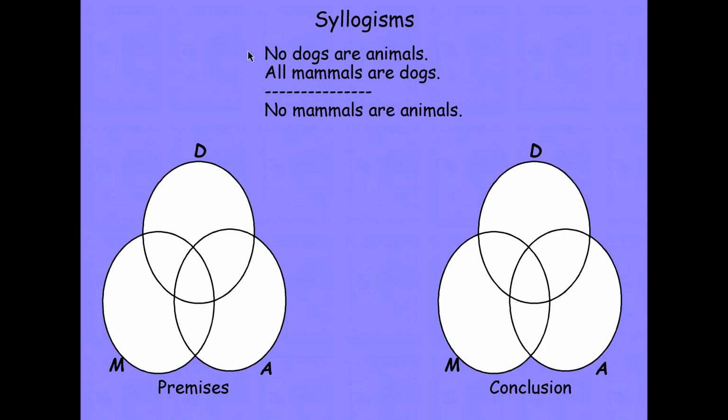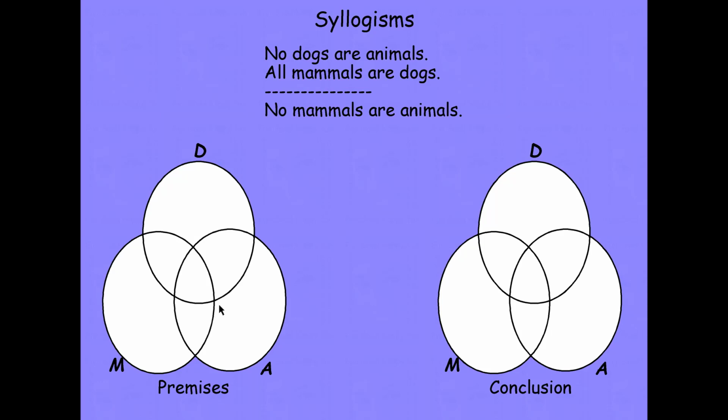Now, I always start with universals when I fill out my premise diagrams. These are both universals. So let's go ahead and start with my minor premise this time. All mammals are dogs. So I'm being a good Boolean. I don't know if there are any mammals. I don't know if there are any dogs.